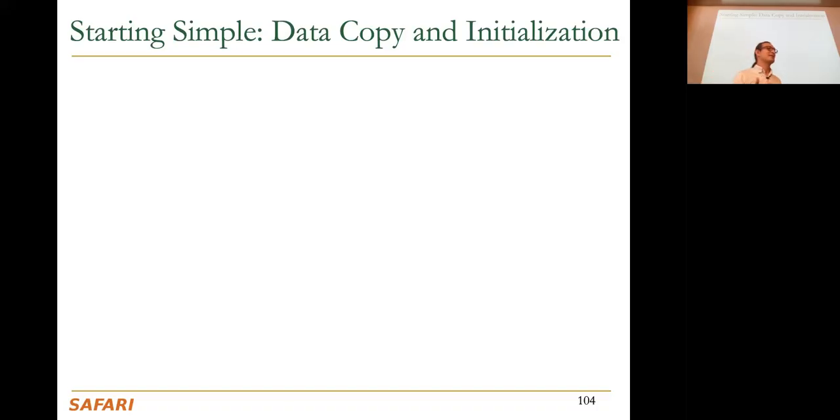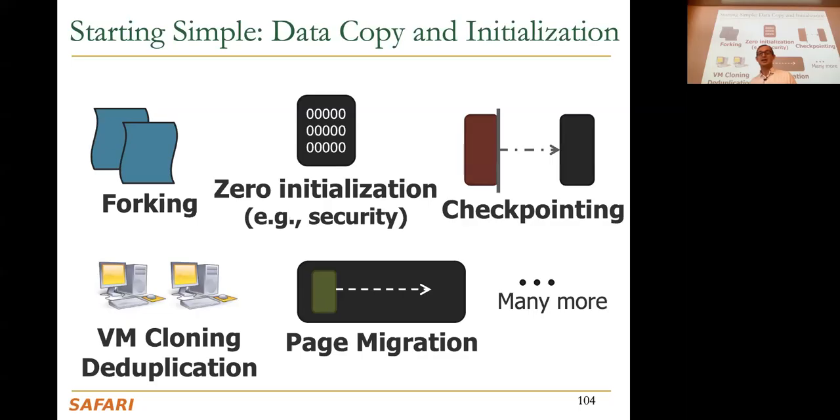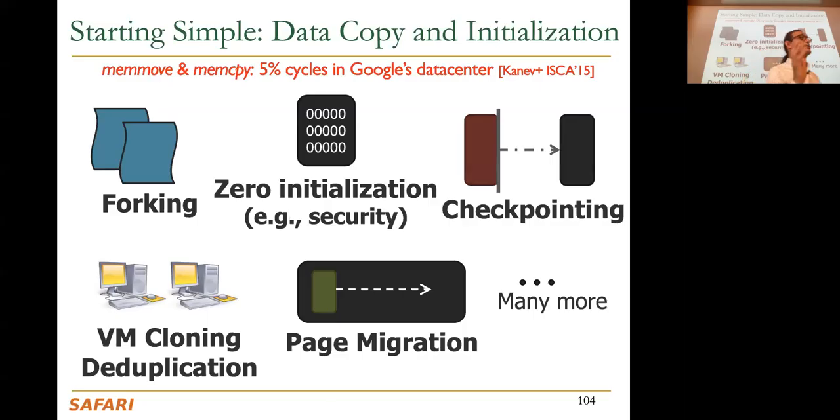Okay, let's start with simple. We don't even talk about computation. Let's talk about data copy and initialization. This is actually an operation that you do in many workloads today. And this Google paper that I mentioned earlier showed that 5% of their entire data center cycles on all of their data center workloads is spent on these two function calls, memmove and memcopy. It's actually fascinating that only two function calls lead to 5% of the execution time, because they do a lot of data movement basically.